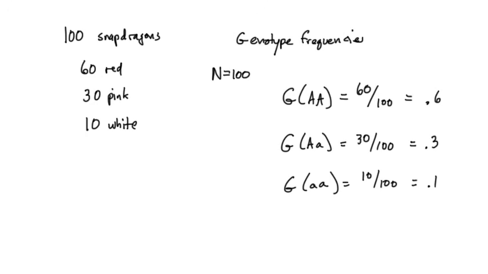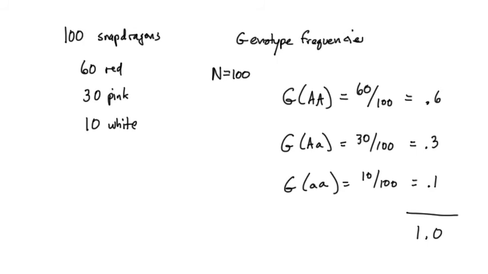Note that if you add up the genotype frequencies, 0.6 plus 0.3 plus 0.1, you have 1.0. This is always going to be the case for frequencies. This is also the reason why the area under the frequency distribution curve is always normalized to 1. We saw this in the previous lecture.